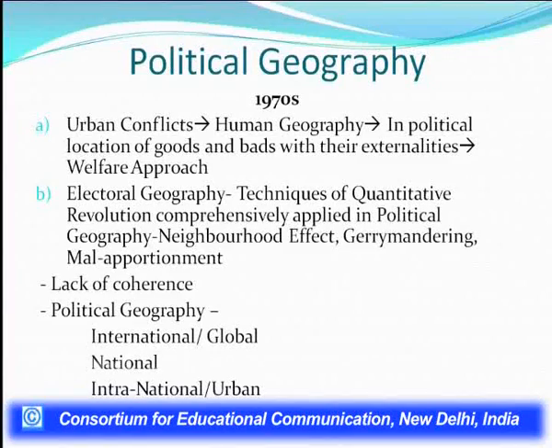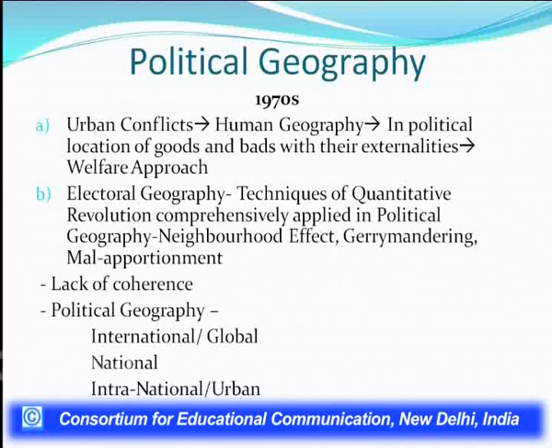We also witnessed a minor revival, not on a large scale, of political geography in this phase in the 1960s. Economic, social, and radical geography started to contain topics which were also dealt with in political geography. So this was one phase which is still understood to be a very important one for a gradual revival of political geography. During the 70s, we find that urban conflicts took center stage in human geography.